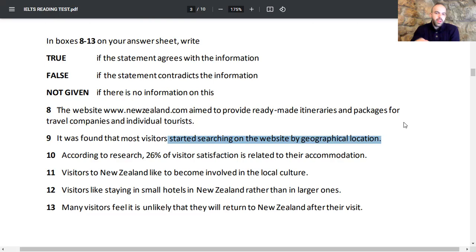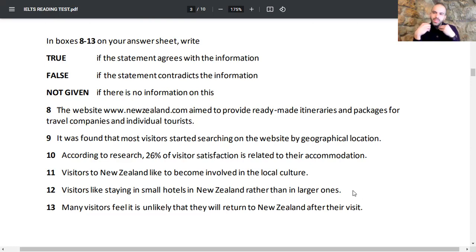And then number 10, we have, according to research, 26% of visitor satisfaction is related to their accommodation. So it says 26%, so that's a keyword. Visitor satisfaction is a keyword, related to their accommodation. So we have a lot of keywords in this sentence. Now number 11, visitors to New Zealand like to become involved in the local culture. So they like to be involved in the local culture. Is that true, false, or not given? Number 12, visitors like staying in small hotels. So like is a keyword, and staying in small hotels is a keyword, in New Zealand rather than in large ones. So they prefer small hotels to larger ones, okay?